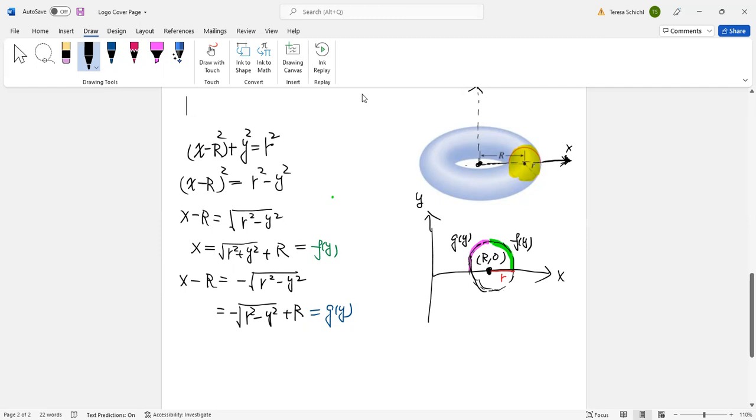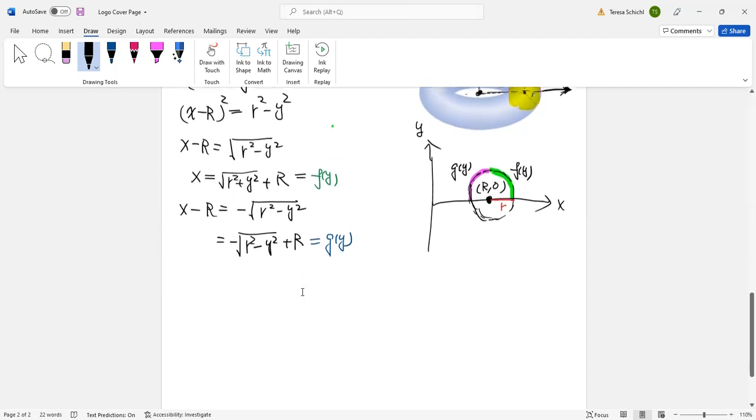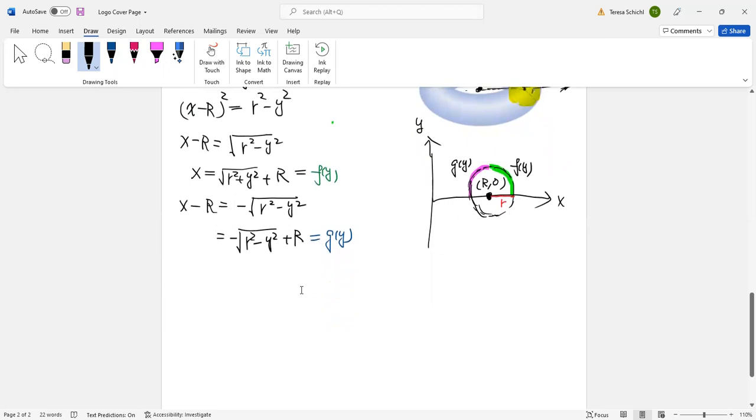Okay, and now we are looking at cross sections, so the volume here will be from the y to here, hold on.